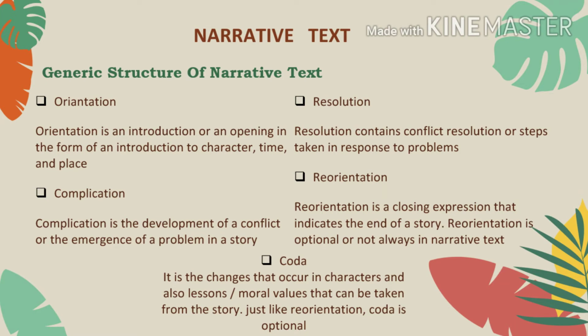Generic structure of narrative text. 1. Orientation. Orientation is an introduction or an opening in the form of an introduction to character, time, and place. 2. Complication. Complication is the development of a conflict or the emergence of a problem in a story. 3. Resolution. Resolution contains conflict resolution or steps taken in response to problems. 4. Reorientation. Reorientation is a closing expression that indicates the end of the story.